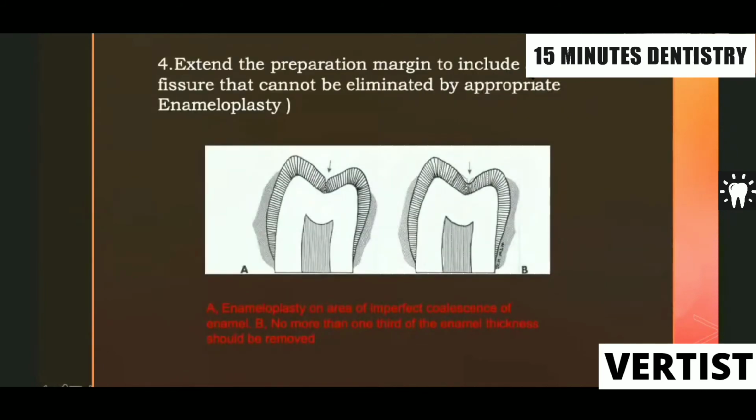The preparation margin should include all the fissures that cannot be eliminated by enameloplasty. So all these fissures should be included. Now, here automatically one question comes: what is enameloplasty? Instead of making a full cavity in this fissure, suppose you take a round burr and run it over here. Immediately this groove can become a concavity and you eliminate that deep fissure where caries can occur. So food will not get stuck over there. You are in enamel, and the chances of decay happening will be reduced, right? So this is what enameloplasty is.